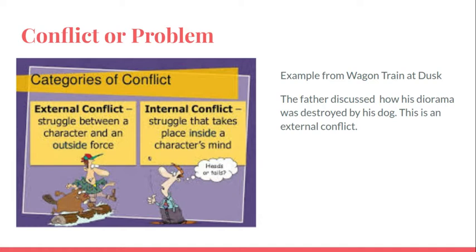If you think of an internal conflict, we can kind of remember Woodson in Brown Girl Dreaming, where she wished that she could be just like her sister. So that was an internal conflict that she had.